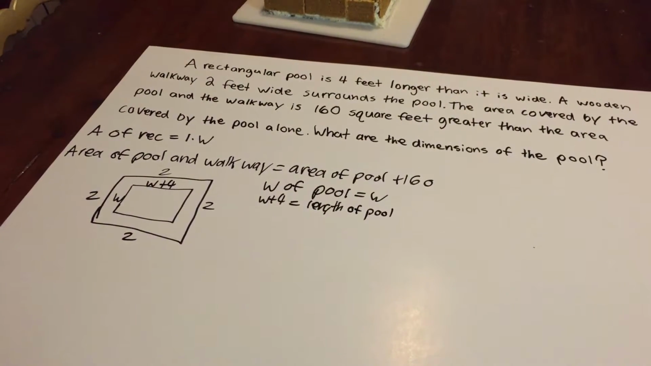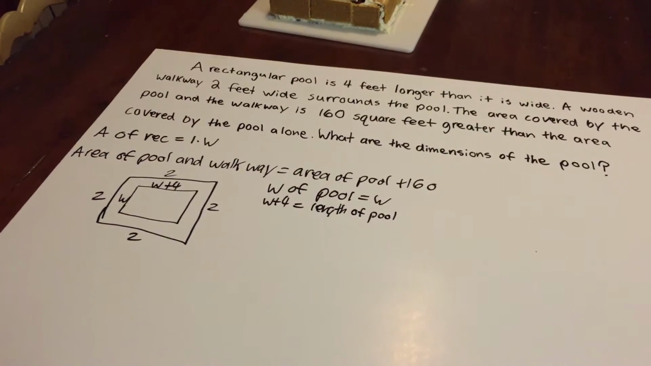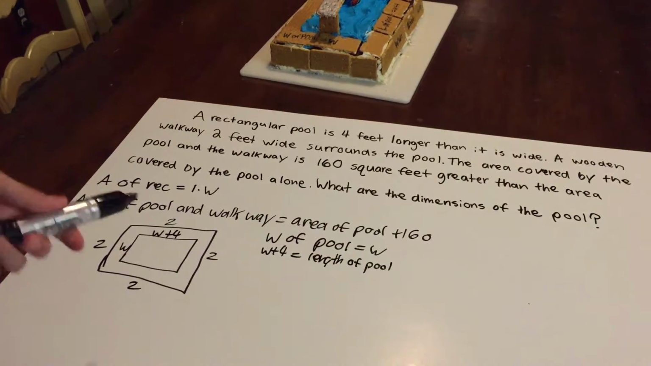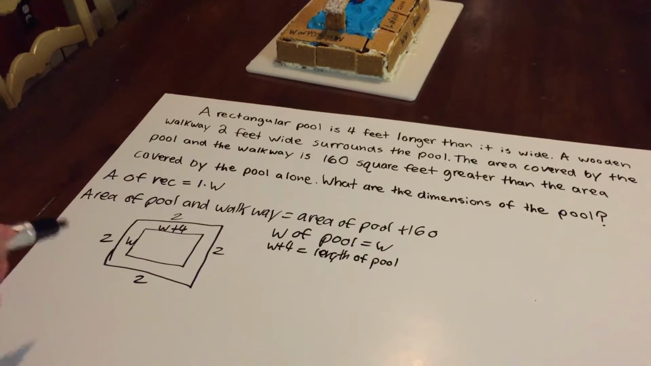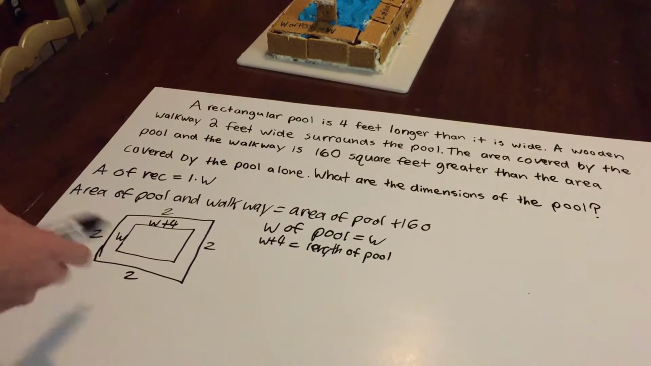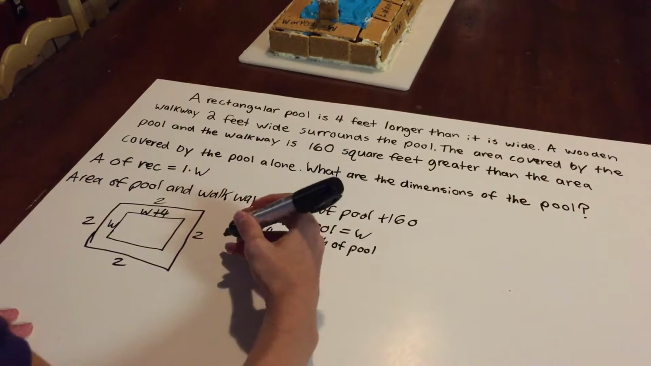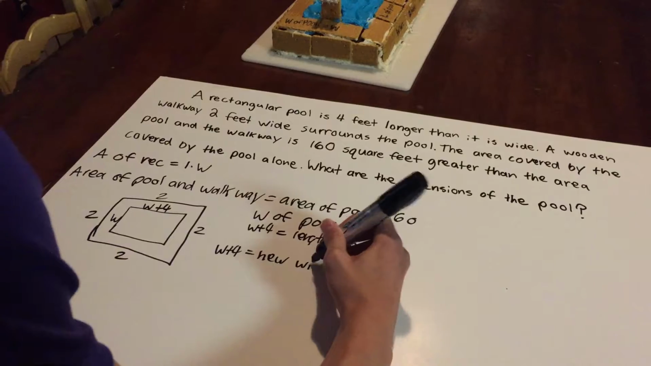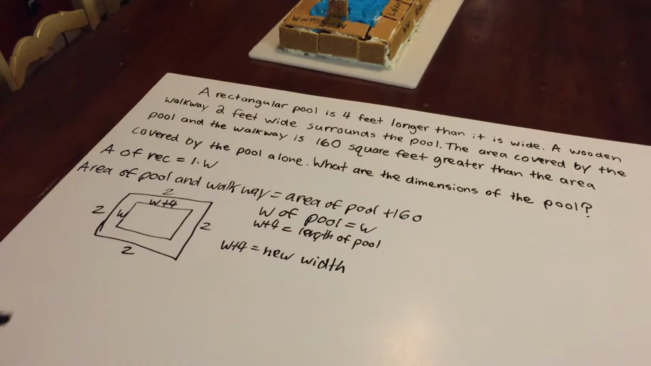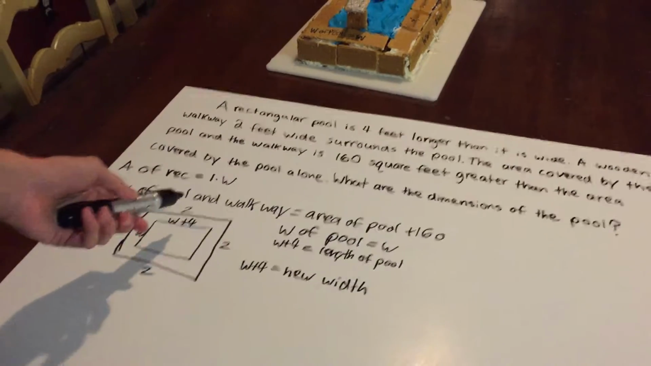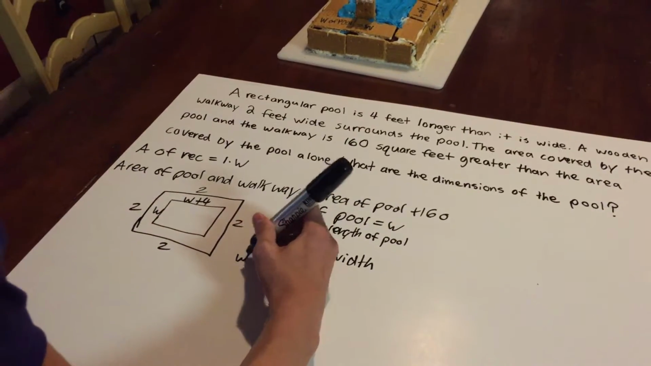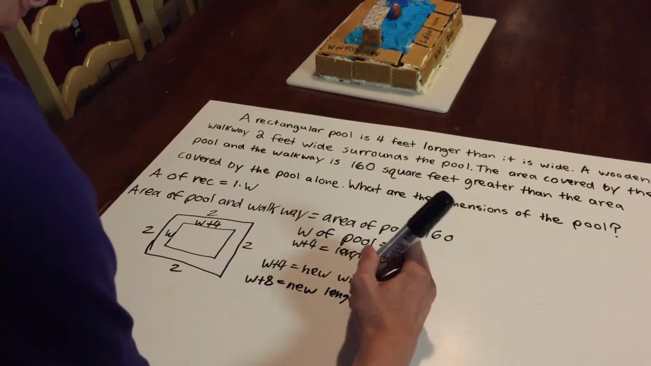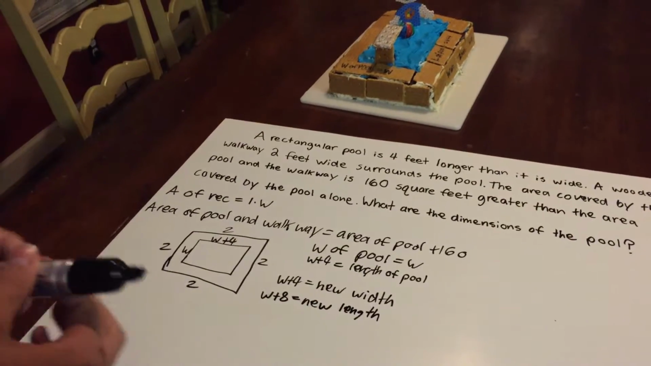And we need to find the area of the pool and the walkway combined. So what we're going to do is add 4 to each, the width and the length. So the width will now turn into W plus 4 because of the two 2's. So W plus 4 equals new width. And since we already have 4 on the length, then it's going to turn into 8 because of the two 2's right here. So W plus 8 equals new length. So now we have to go back to our original equation.